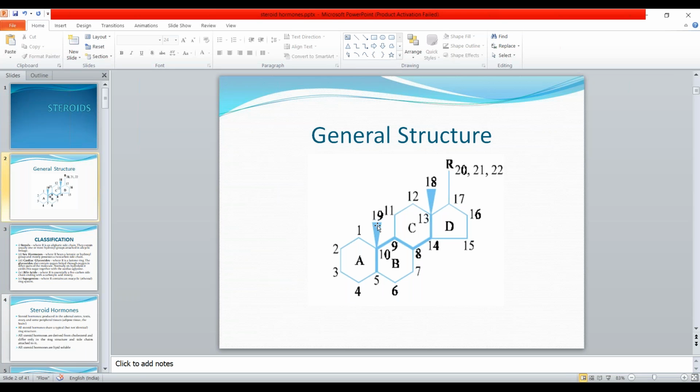And here you have a CH3. Then you come to carbon number 18. You have carbon number 18 over here. You again put a CH3, a methyl group over here. Okay.